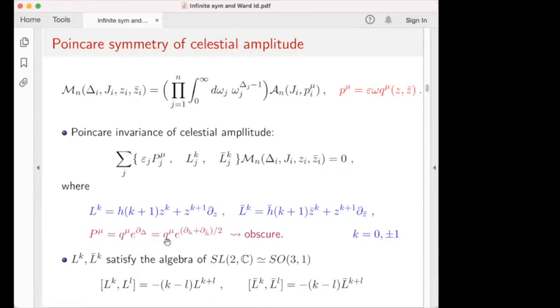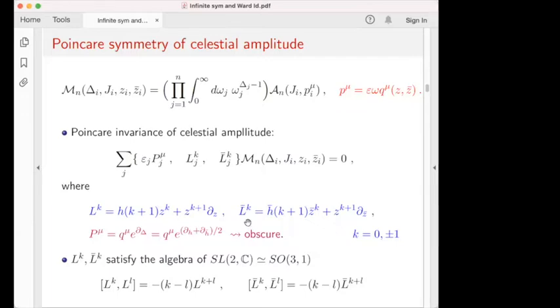So if we just use this generator and act on this celestial amplitude, it's not obvious that this is 0. So this means now the translational symmetry is obscure. Let's switch to this Lorentz transformation. In this basis, this Lorentz generator is given by L_k and L bar_k, where k is -1, 0, and 1. So there are 6 generators, which is the number of generators for the Lorentz group.